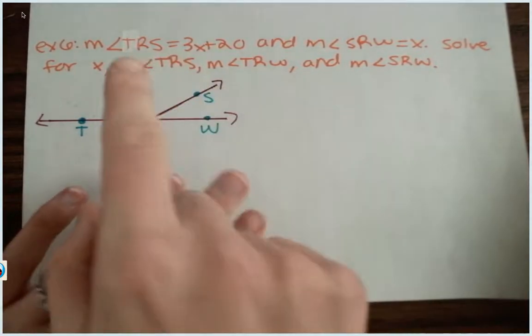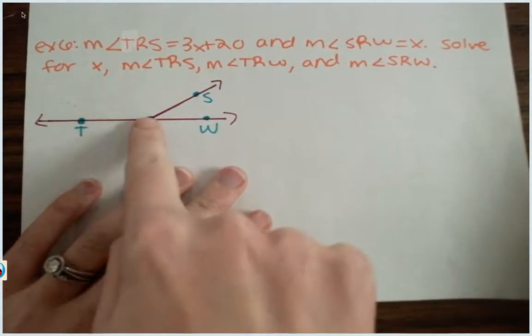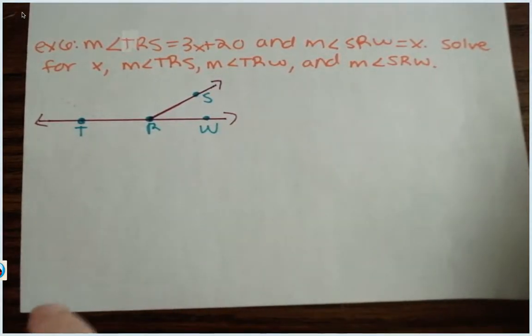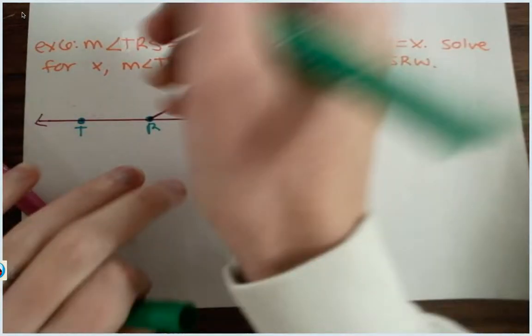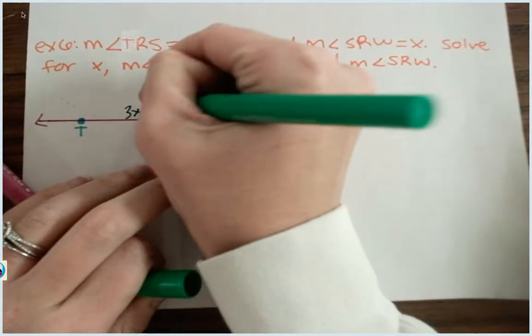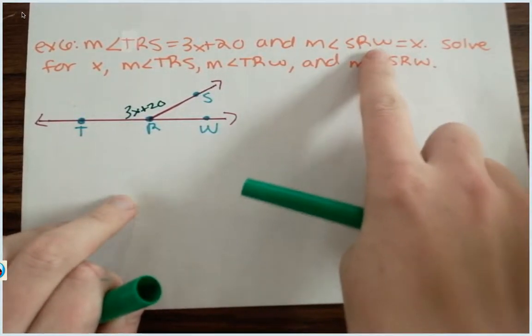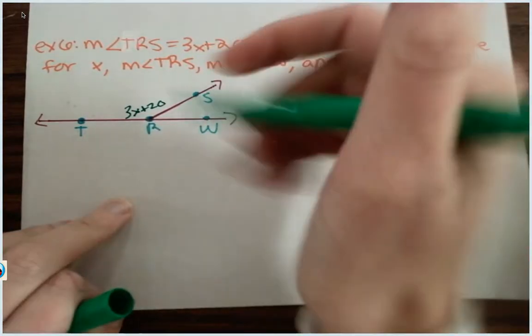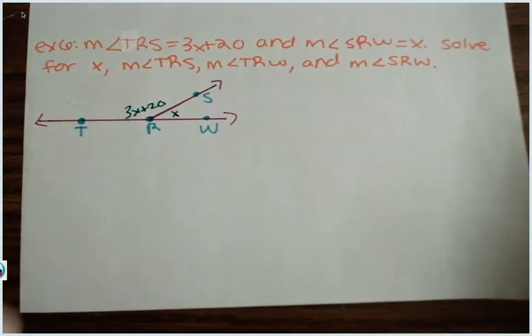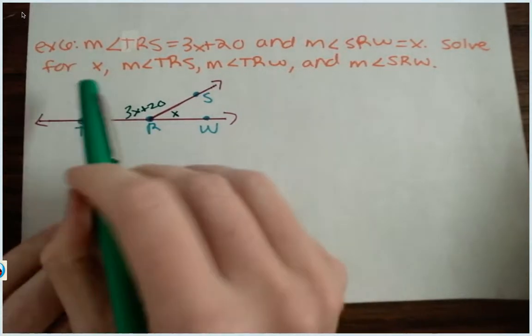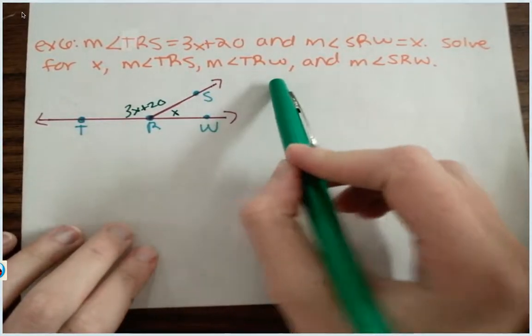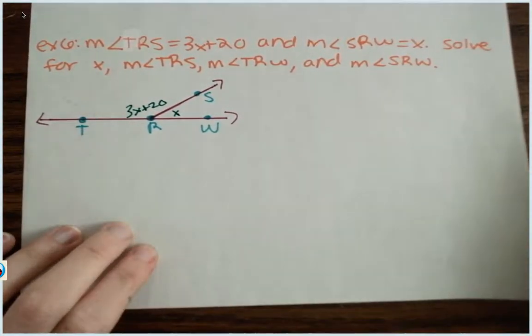In this one, it says the measure of angle TRS is 3x plus 20, which I'll go ahead and label. So this is 3x plus 20. And the measure of angle SRW is x, so I'm going to label that in my picture. Solve for x, TRS, TRW, and angle MSR.